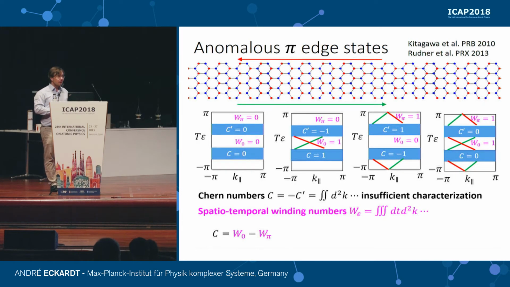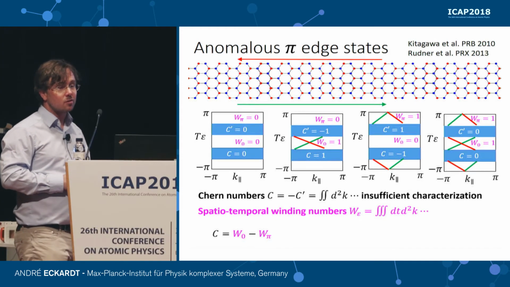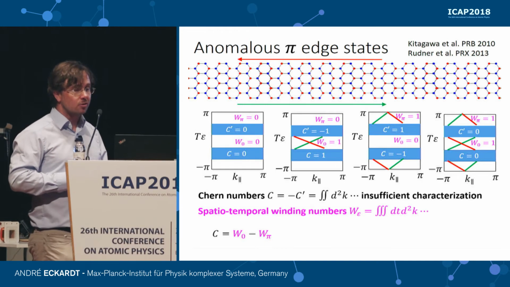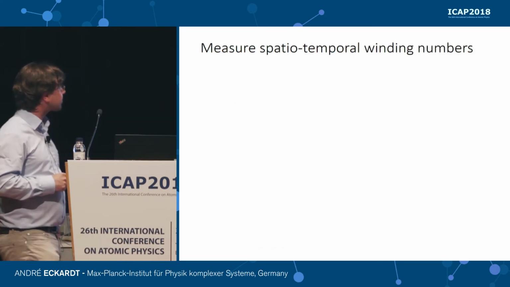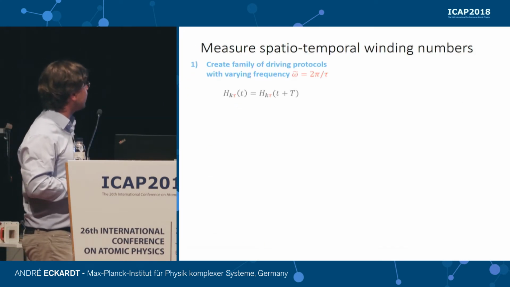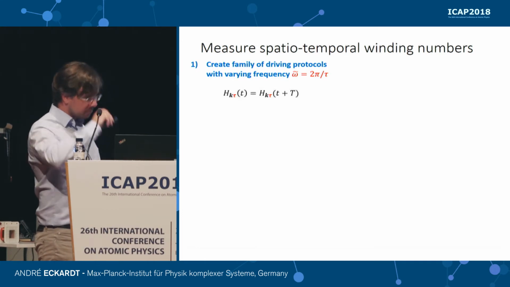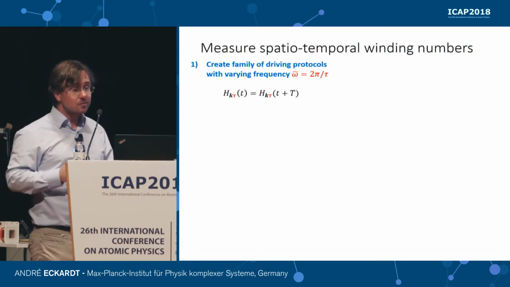And measuring them, therefore, is extremely difficult. I mean, it's already difficult to prepare a topologically non-trivial state which is characterized by a Chern number and then measure just this two-dimensional quantity, but really making a tomography of all of this is really, really difficult. And so the question is, how can you do it? The recipe that we're suggesting is the following.